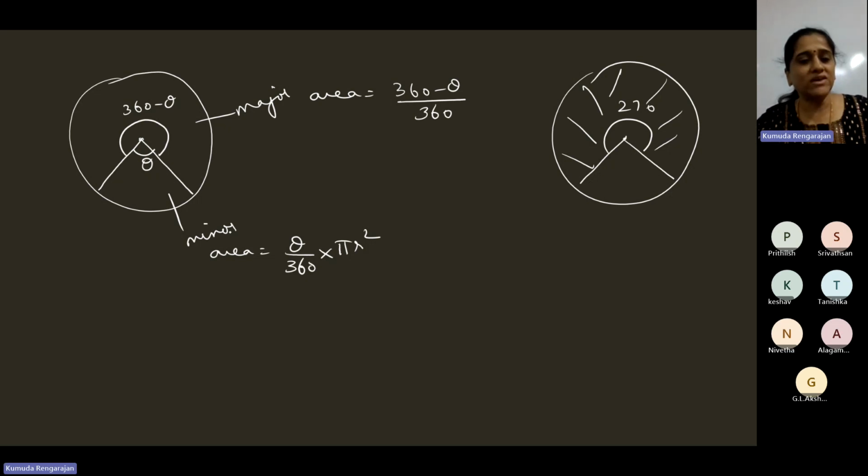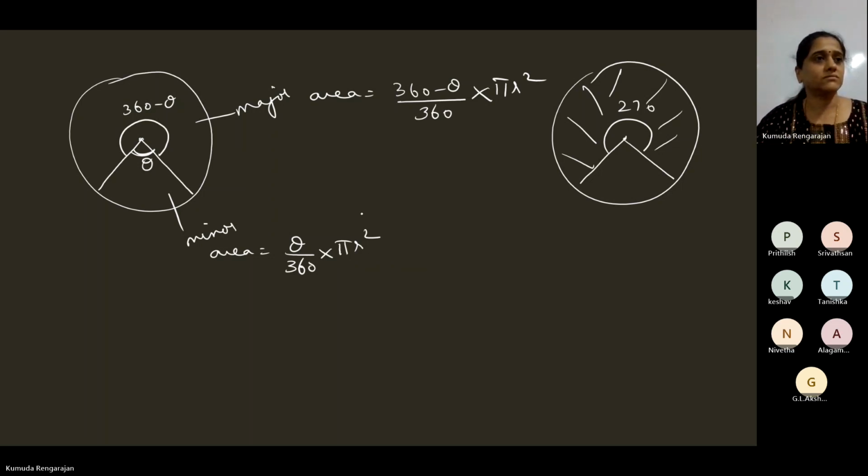So in general, for the minor sector, if the minor sector angle is theta, then the major sector angle is 360 minus theta. Keeping this as the basis, we say the area of the minor sector is theta by 360 into pi r square, and the major sector is 360 minus theta by 360 into pi r square. How do we understand? Sector angle by 360 into pi r square. That's all.